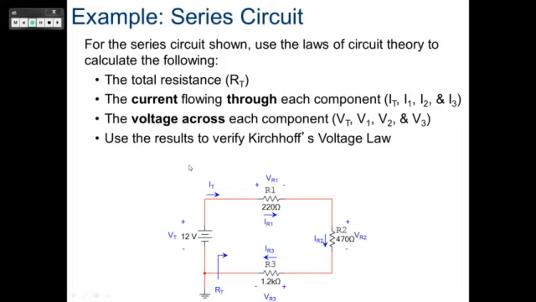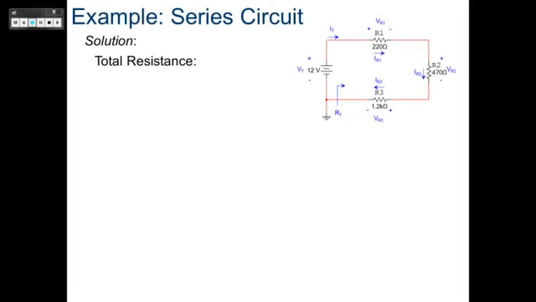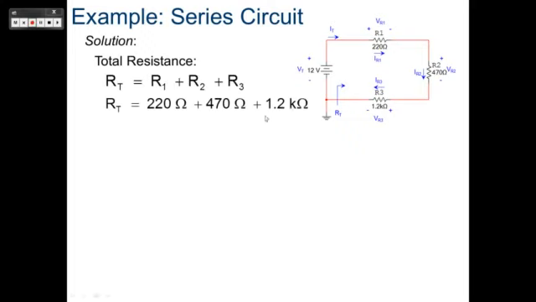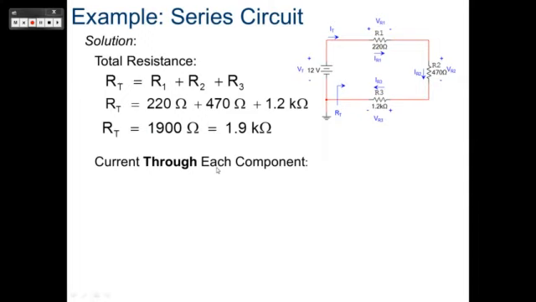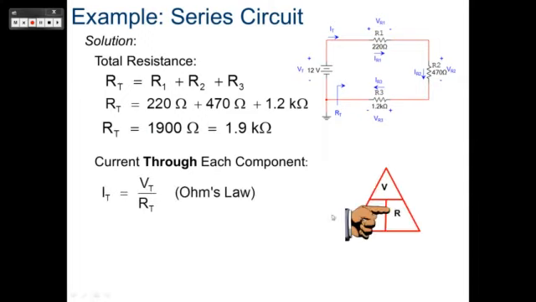Here's an example of a series circuit. We'll go through this one rather quickly. I want to find the total resistance. To do that, I add the resistances of each of the individual components. 1.2 kilo ohms is the same as 1200 ohms. That's how we have to think of it. So it comes out to 1900 ohms. When I convert that to SI notation, it's 1.9 kilo ohms. To find the current going through each component, I use Ohm's law. I'm looking for I, so it's V divided by R.